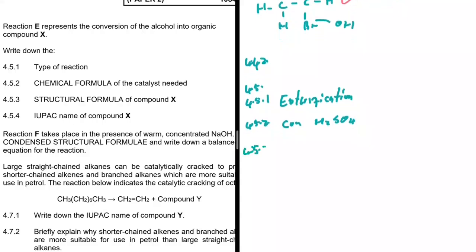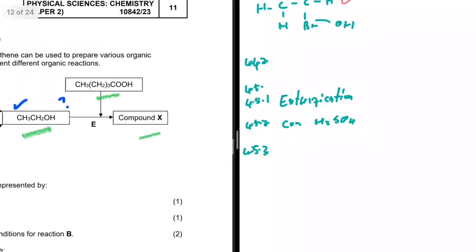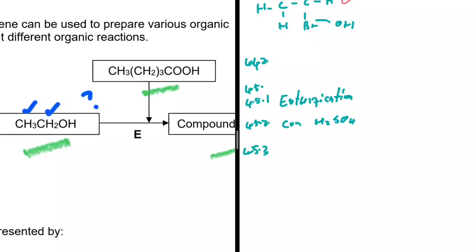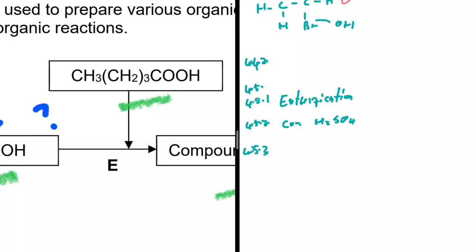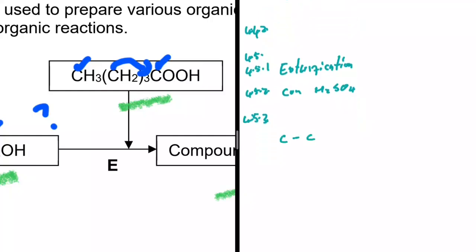And then 4.5.3, structural formula of compound X. Compound X, I would assume, is the product formed. Let's go ahead and take a look. Okay, there we go. So our alcohol has 2 carbons. 1, 2. That's easy to see. And then our acid, let's go ahead and find out. We have 1, 2, 5, right? So we have 1, 2 from the alcohol, and then we still have our oxygen from the alcohol.